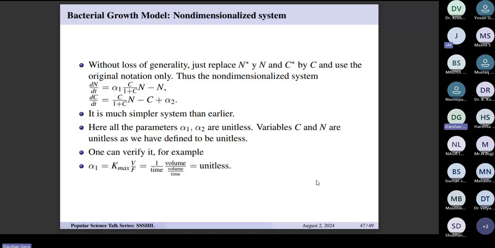So we are checking that alpha 1 is unitless, similarly alpha 2 is unitless, and we have defined things in such a way that N star and C star are unitless. But without loss of generality, we just replace N star by N, T star by T, C star by C, and you are left with this system.